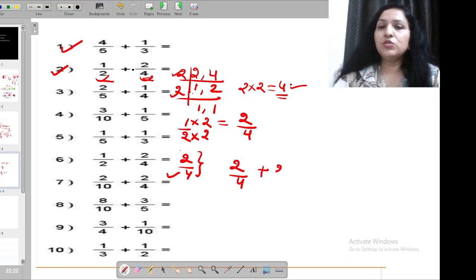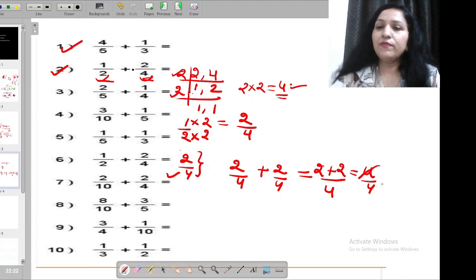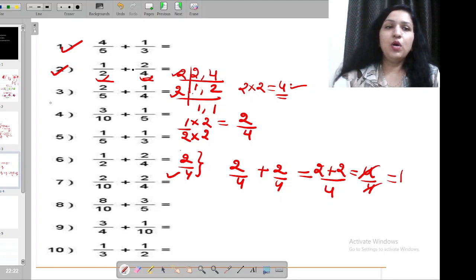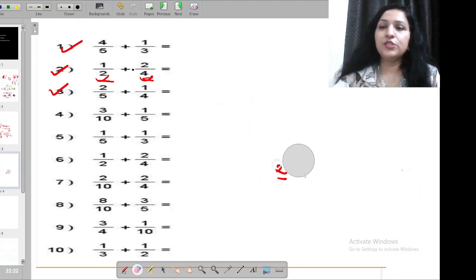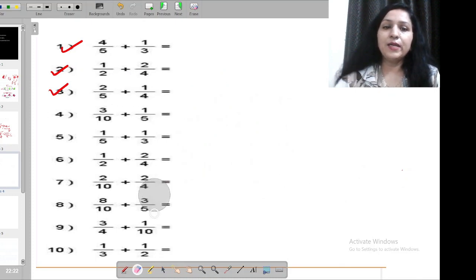2/4 plus 2/4. These are now like fractions. 4 will remain same. Numerator will be 2 plus 2, which is 4/4. I should not leave my answer here because they can further be cancelled and your answer is 1 whole. Okay? Let us do third part now. Rest of the parts, I'll be doing one more part. Rest of the parts, you will be practicing on your own. The more you practice, you will be able to do these questions easily.